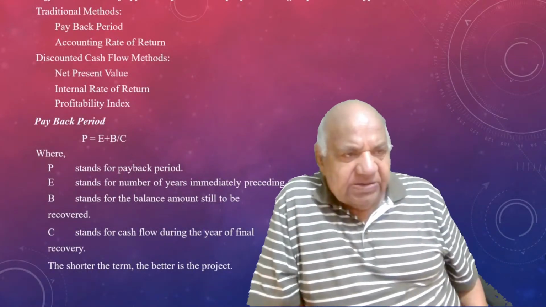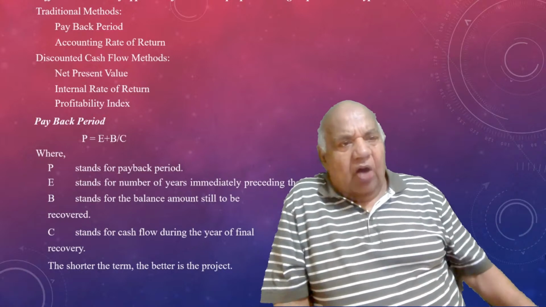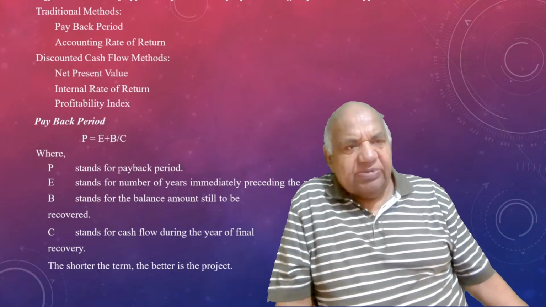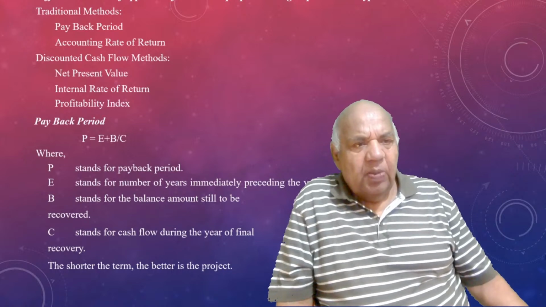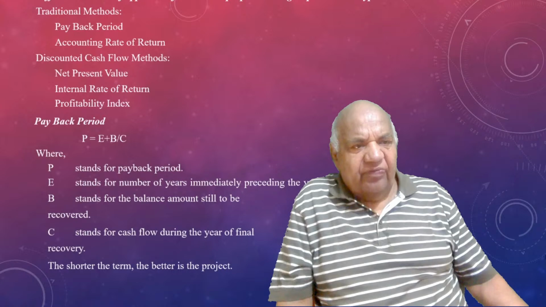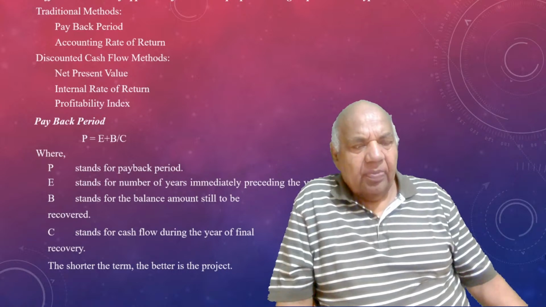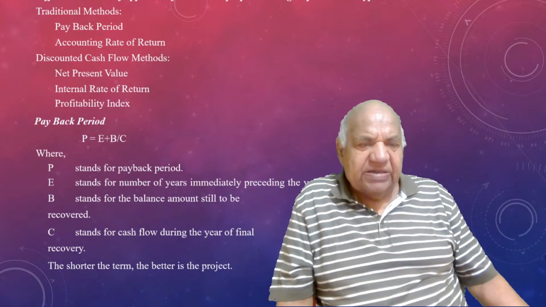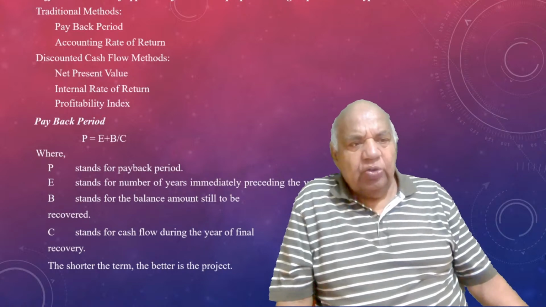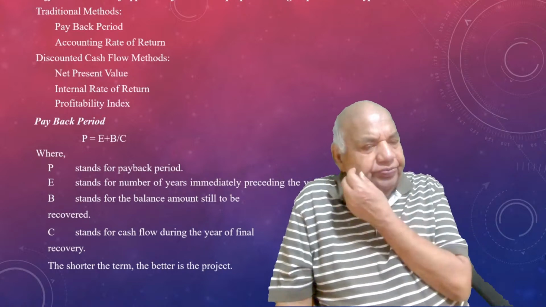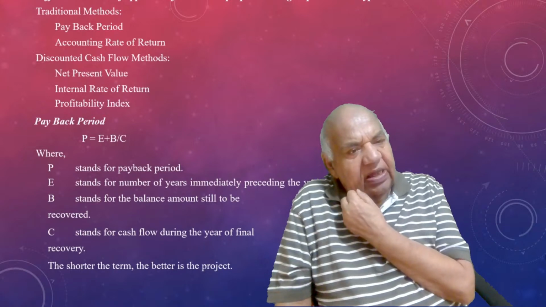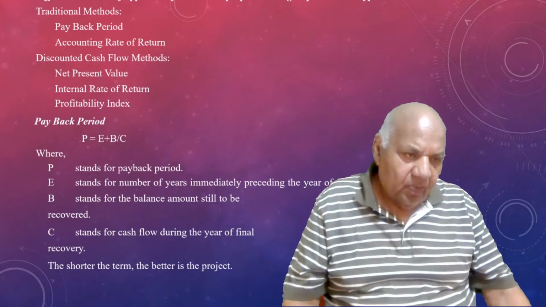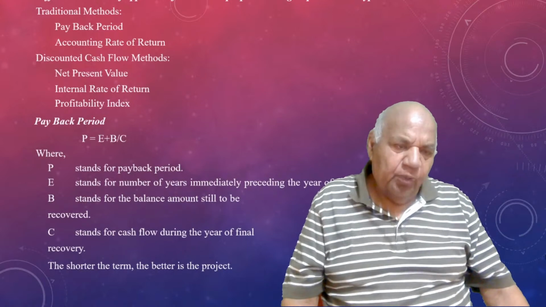Now, these methods are mainly of two types: traditional method, which includes payback and accounting rate of return, and discounted cash flows method, which include net present value, internal rate of return, and profitability index. The first method, payback period.